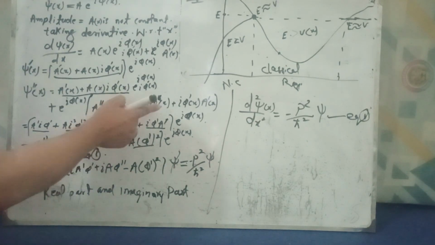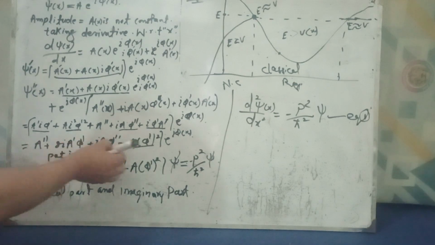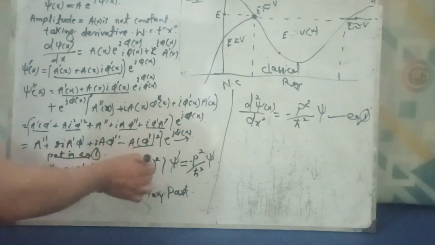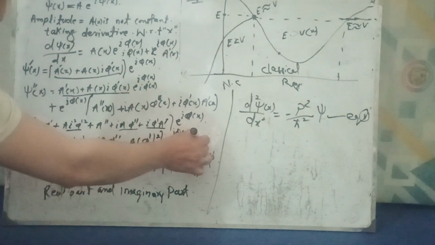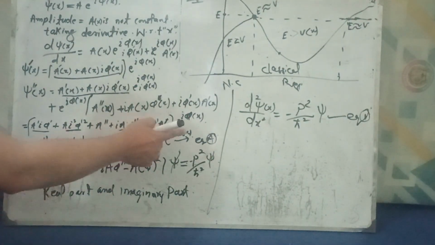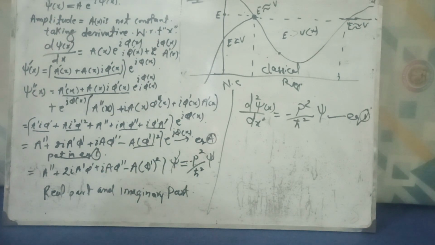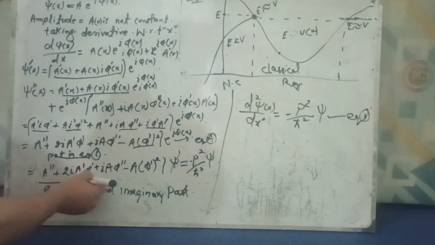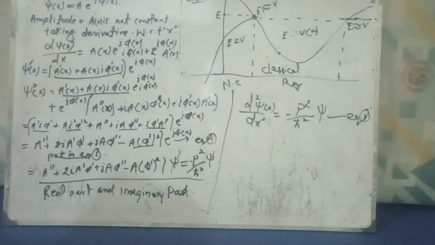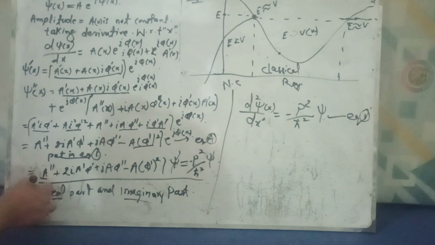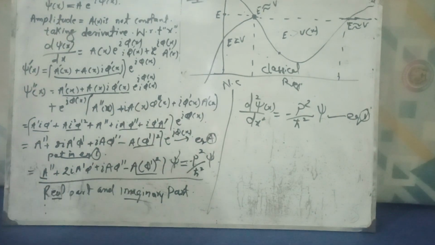Put this equation, call it equation A, in equation number 1: d2 psi of x by dx2 is equal to minus p squared divided by h cut squared psi. So we will get this value. Now separate the real and imaginary parts. So A double prime minus A phi prime whole squared is the real part, and the rest are the imaginary part.